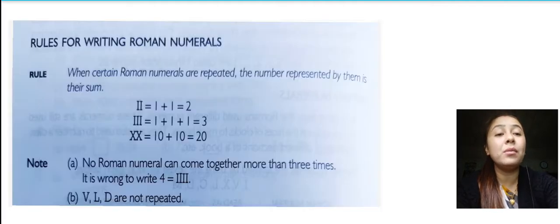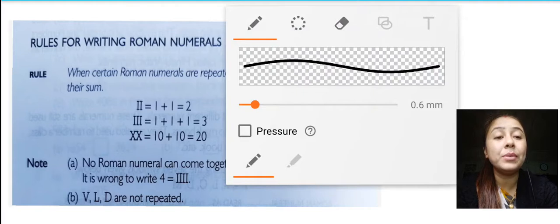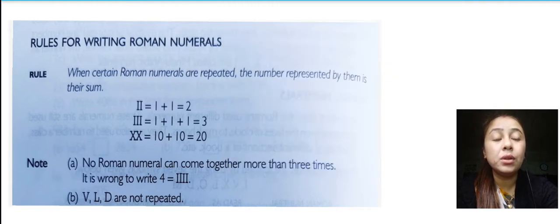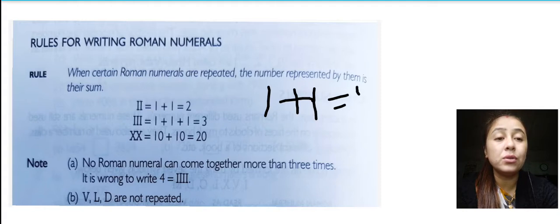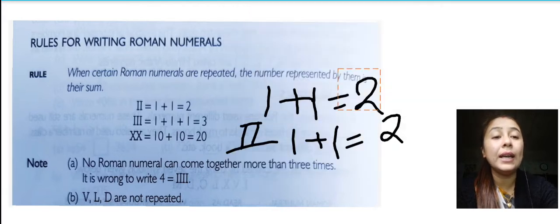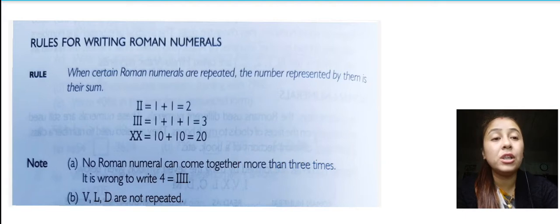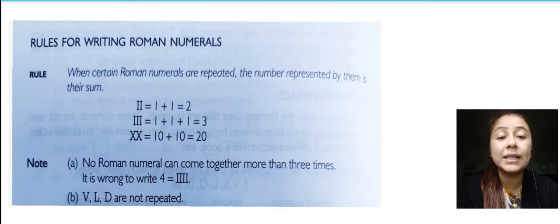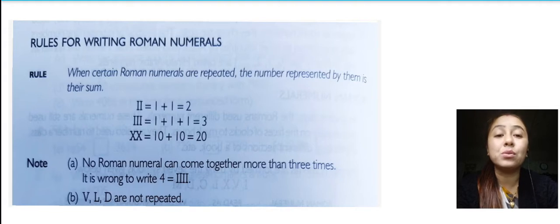Now let us see some rules for writing Roman numerals. Rule number 1: when certain Roman numerals are repeated, the number represented by them is their sum. For example, if you have to write 2, 2 means 1 plus 1 equals 2. One I means 1, another I means 1, so 2 is written as II. 3 is also 1 plus 1 plus 1, so 3 is written as III.